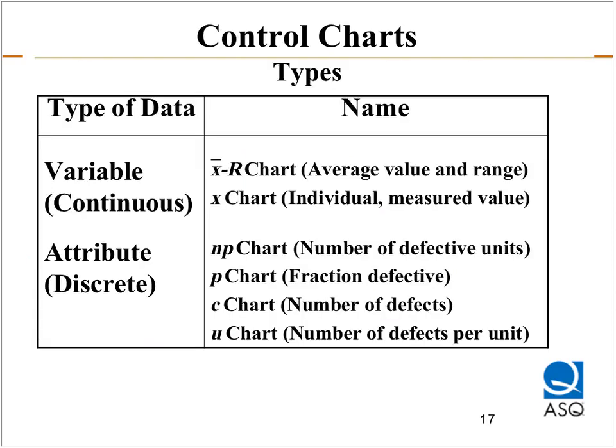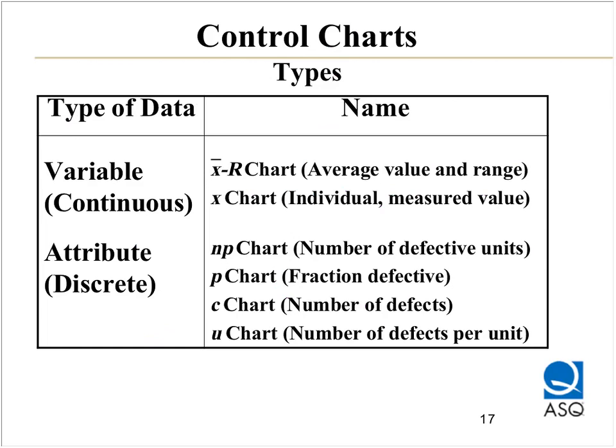And finally, we're going to talk about control charts. There are two major types of control charts. One grouping is for variable or continuous data, and the other is for attribute or discrete data. For the variable data, we have two major charts that we talk about in the webinar on control charts. That is the X bar and R chart, which is the average value and the range, and the X chart, which is individual or measured value.